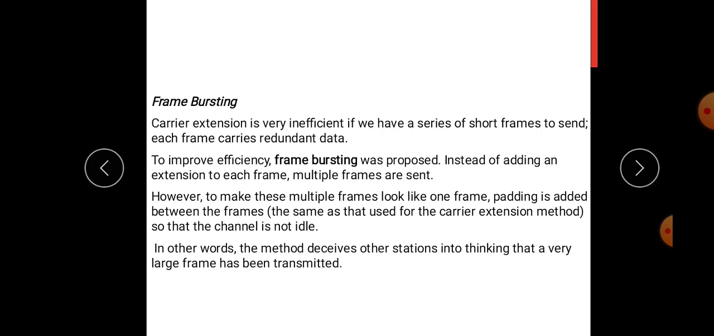Frame bursting. Carrier extension is very inefficient if we have a series of short frames to send. Each frame carries redundant data. To improve efficiency, frame bursting was proposed. Instead of adding an extension to each frame, multiple frames are sent. However, to make these multiple frames look like one frame, padding is added between the frames so that the channel is not idle. The method deceives other stations into thinking that a very long frame has been transmitted.